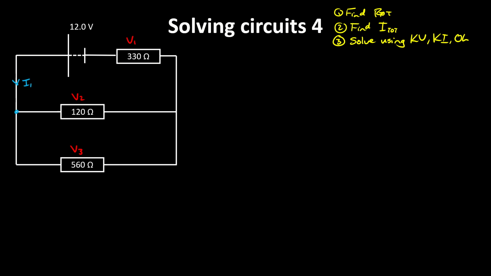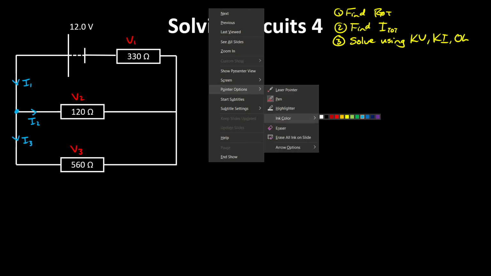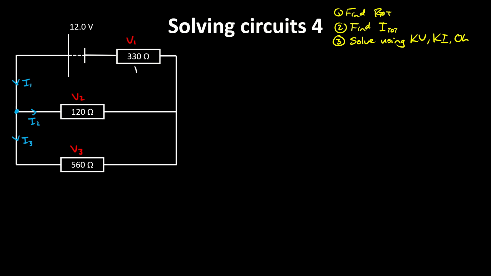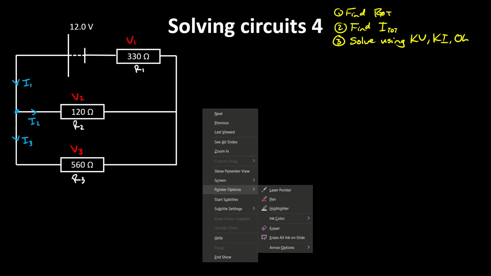I1 goes into this junction, and we'll have I2 and I3. And those all match up because I1 goes through V1, and that's all good. While I'm at it, I may as well label this one R1, this one R2, and this one R3. It's good when the numbers match up.